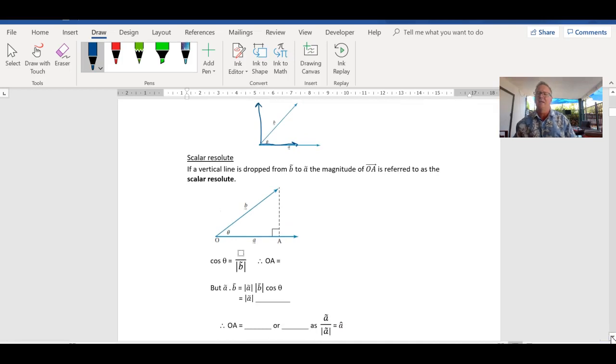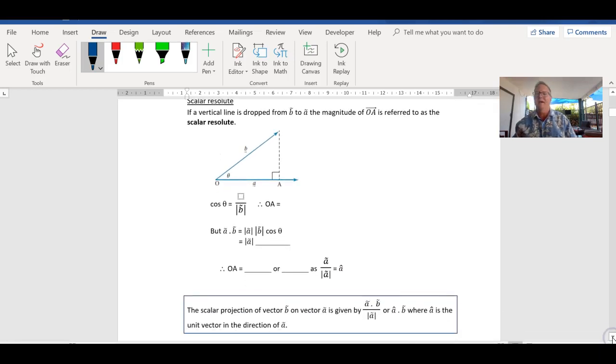What's that about? Imagine that I have again vectors A and B here and an angle of theta between them. If you drop a vertical down from the end point of B down to vector A, you make the point A there. You think of this as being a triangle. Cos of angle theta would be adjacent over hypotenuse. So cos of theta would be the adjacent, which is the length OA, over the length of vector B, or the magnitude thereof.